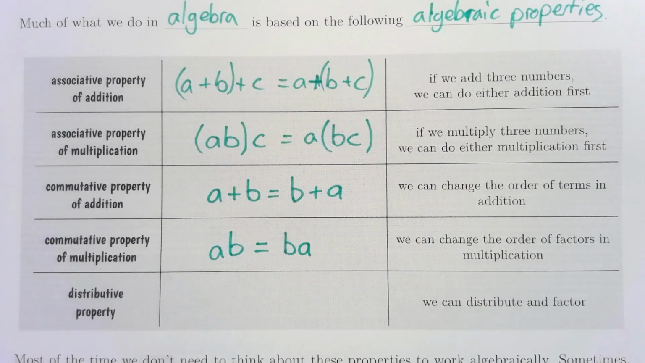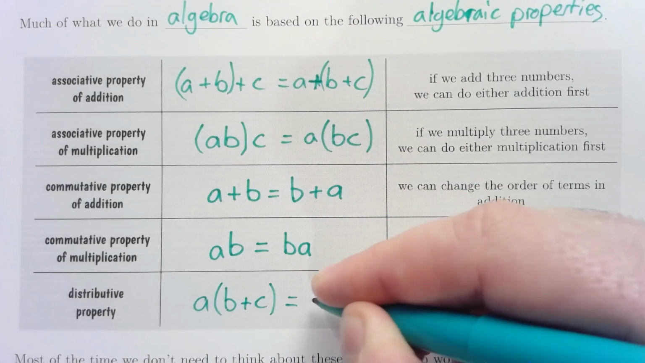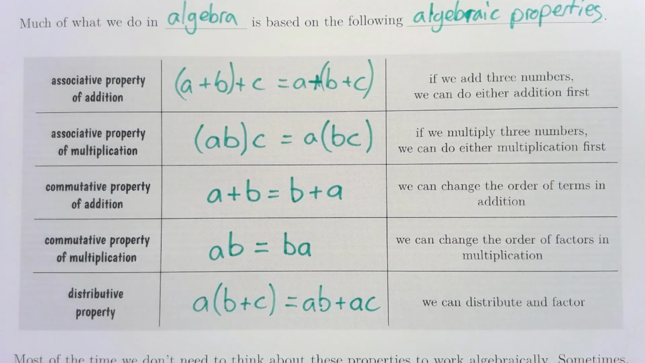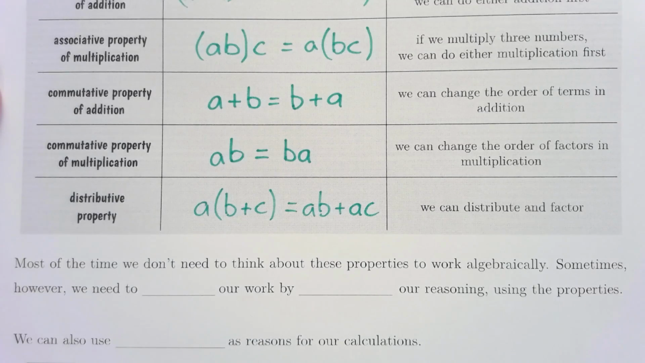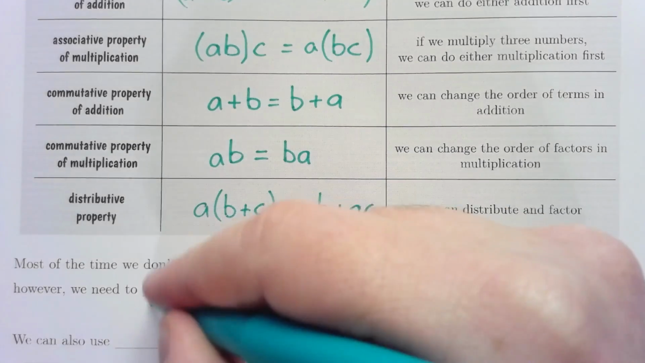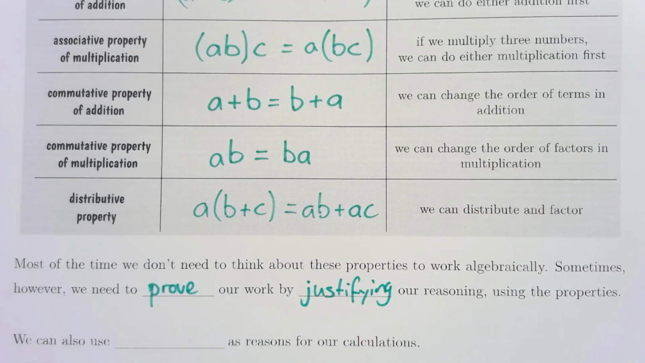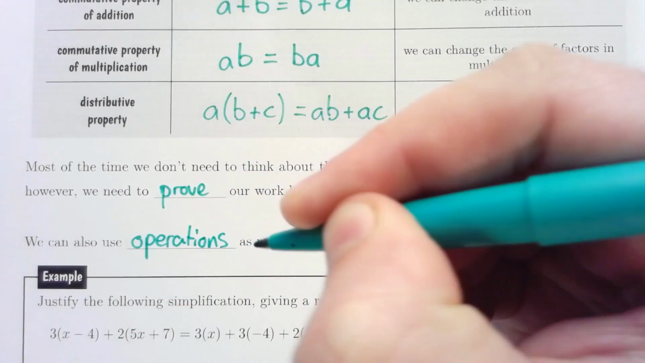And finally, the distributive property. If we have A times the quantity B plus C, we can equivalently write it as AB plus AC. This property lets us distribute and factor. Now, most of the time, we don't need to think about these properties to work algebraically. Sometimes, however, we need to prove our work by justifying our reasoning using the properties. We can also use operations as reasons for our calculations.